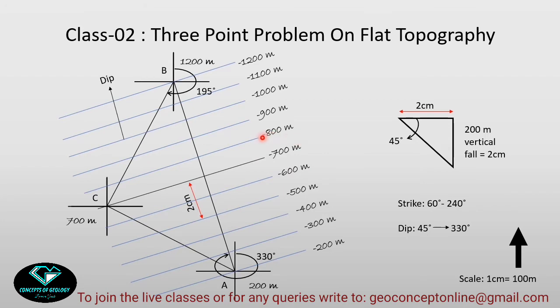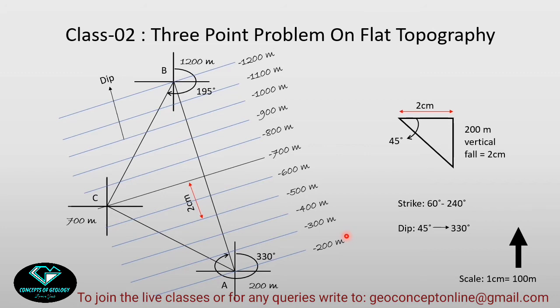Whenever I get this minus 700 meter strike line, I can have the minus 1200 meter strike line also. All these strike lines will be parallel to each other. So I will draw a line which will pass through this B point, and this will be parallel with this line. That will be the strike line of minus 1200 value. Again on this point A, I can draw a parallel line which will be the minus 200 meter contour line or minus 200 meter map strike line.